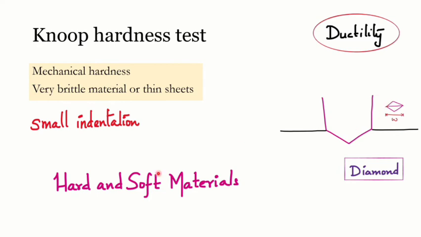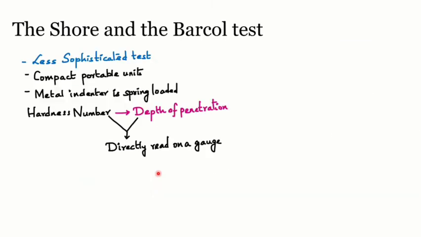So here this is going to be the shape of the diamond indenter that is used. So based on this, a small indentation is made and the area of the indentation will help us in determining the hardness. So there are less sophisticated tests that are also used, which is the Shore and the Barcol test.